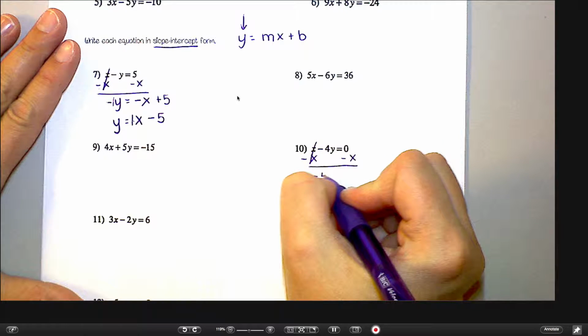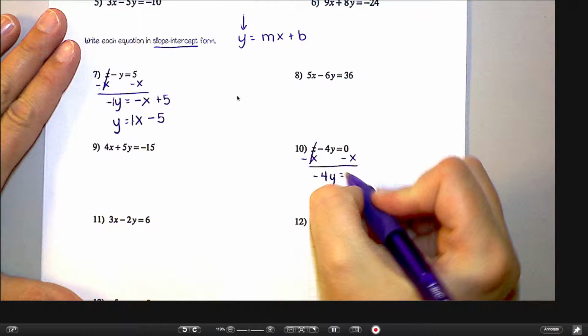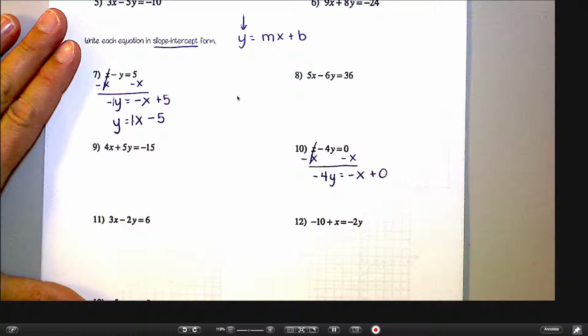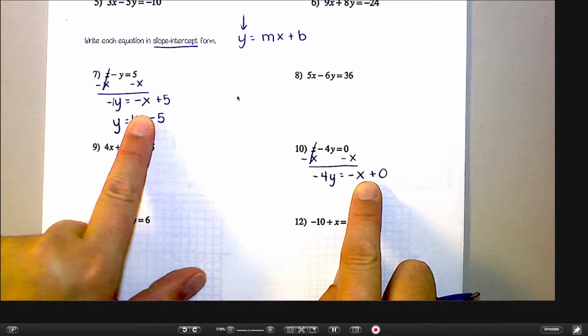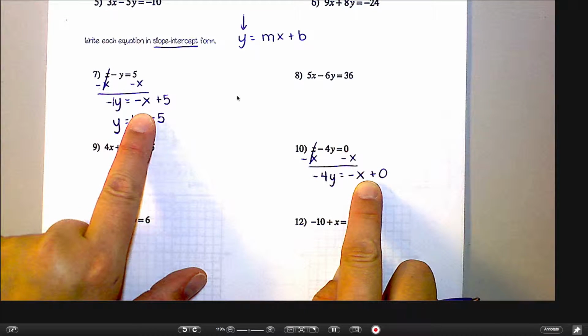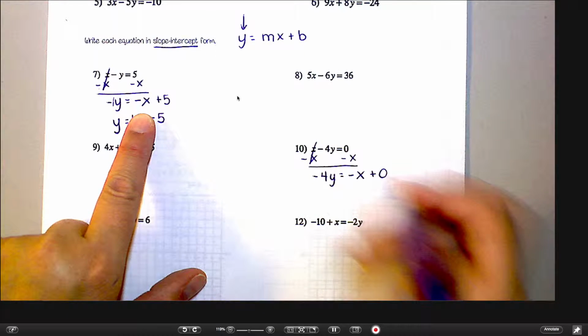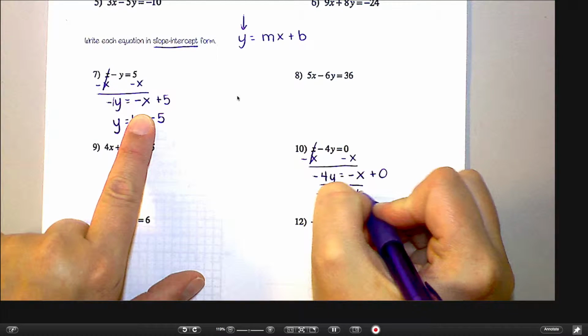Let's see. Negative 4y. For just a second over here, I'm going to write this like this. Do I really need to write the 0? I really don't. But I'm going to write it just so you can see how it looks just like the other one. Now what do I do over here? Okay, divide by negative 4. That means I divide everything by negative 4.